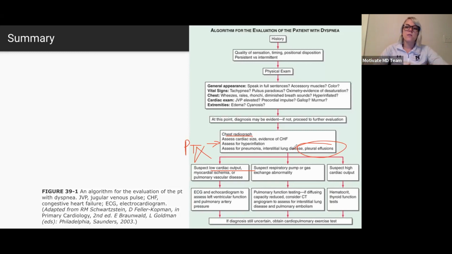So my whole point is, when you're approaching shortness of breath, there's no one thing that you do. You have to take into consideration the history. You have to take into consideration the physical exam and take a direction that makes the most sense based on what your patient has. Okay. So that's what I have for you guys.